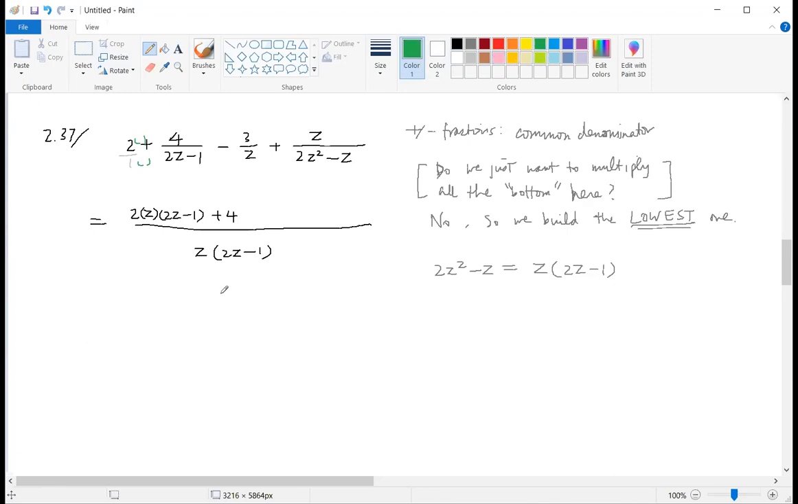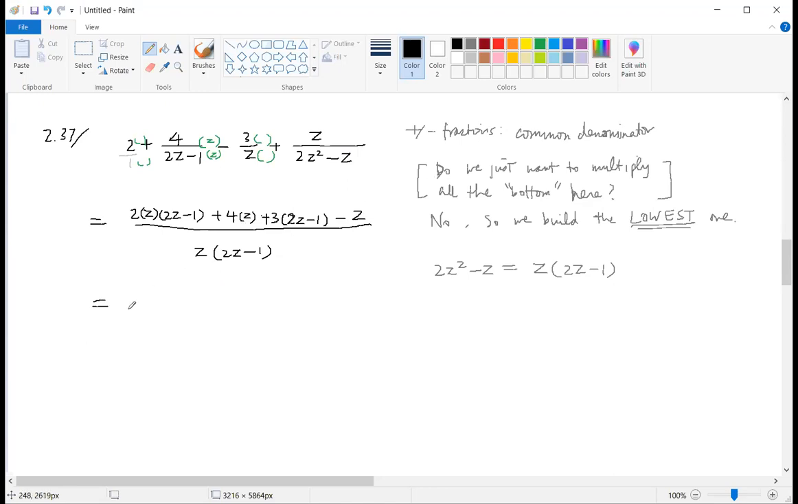Next, you can tell the bottom is times z, so top times z. This one should be 4 times z. That's a z. Okay, 3 here. This is a z also. Bottom times this 2z minus 1, top times this 2z minus 1. Minus. Lastly, this denominator is already this denominator, so you don't have to multiply anything. Bottom is nicely factored, don't touch. Top is not, so top expand and simplify.